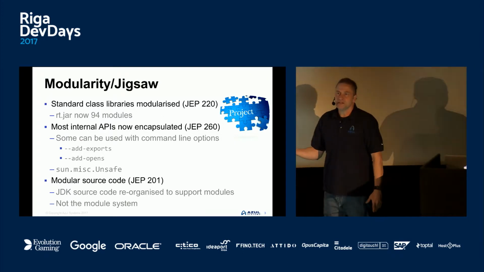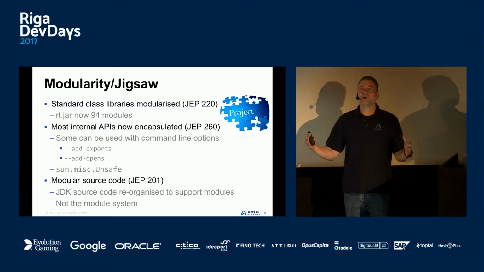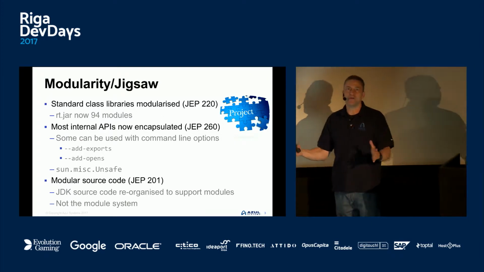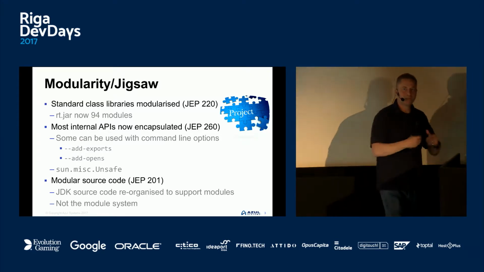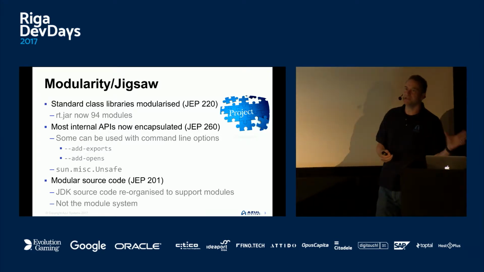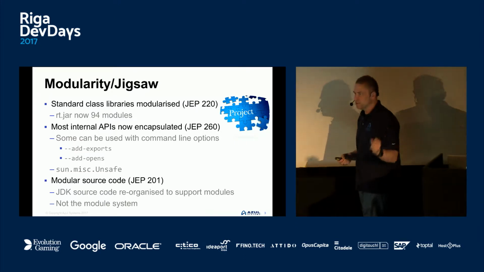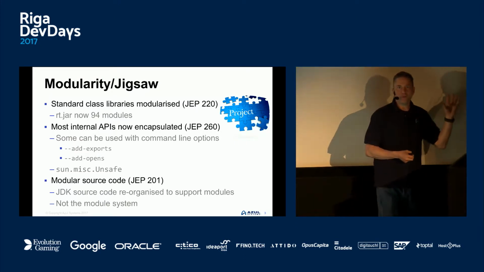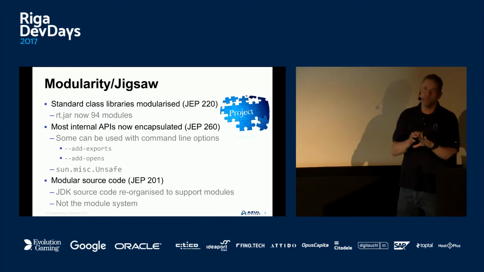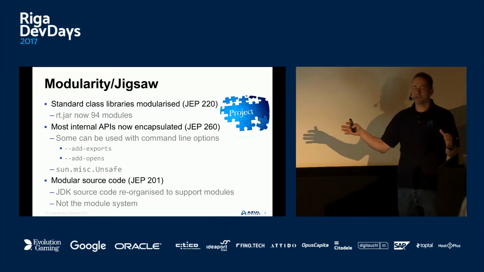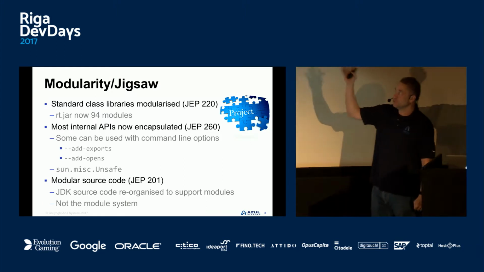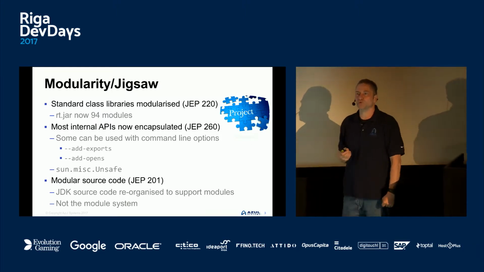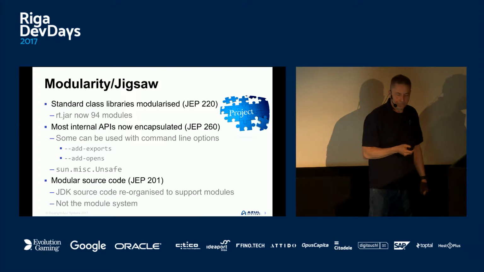What modularity means is primarily breaking up the JDK itself into a number of modules. Up until now, we've had one big rt.jar file. Started out with 200 classes back in JDK 1.0. JDK 8, it's about 4,500 classes. So breaking it up into more manageable chunks makes a lot of sense. So if you look, there are now 94 modules that make up the JDK.